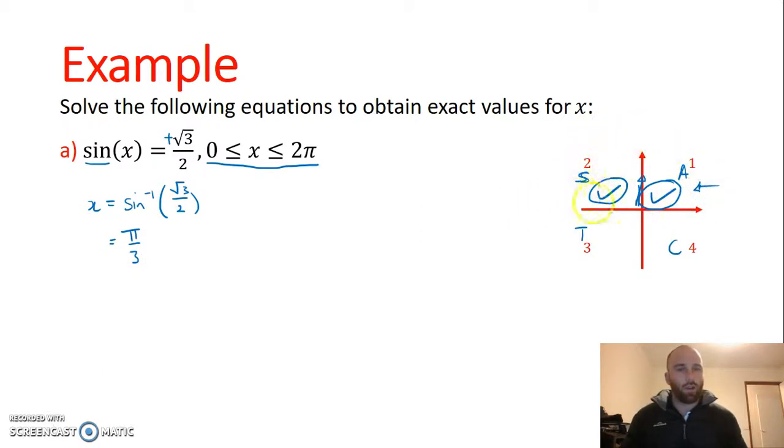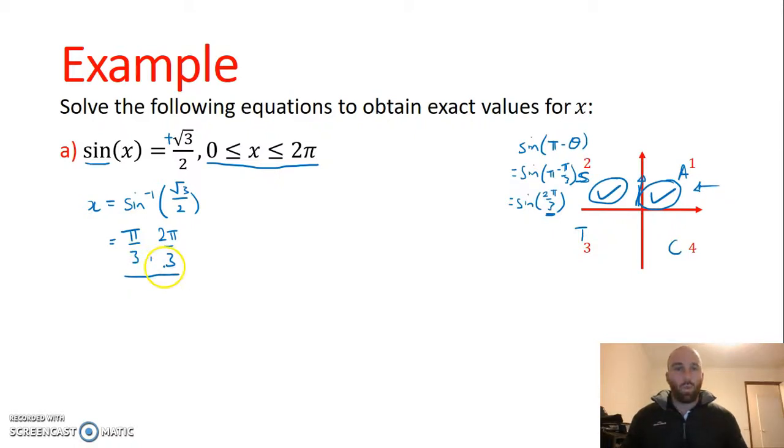We know that sine is positive in quadrant 2. Remember in quadrant 2, when we're working with sine, this is sine of pi minus our angle. So this is sine of pi minus pi on 3, which becomes sine of 2 pi on 3. So that will be our next solution. The next solution is actually 2 pi over 3, and these are our two answers that we get.